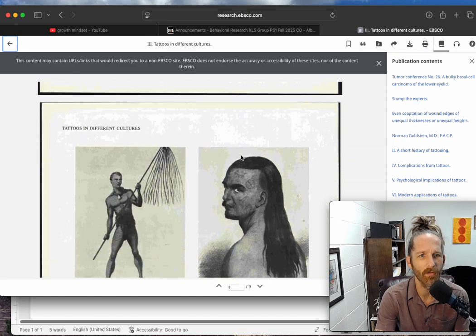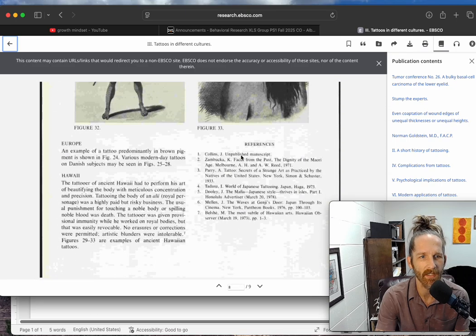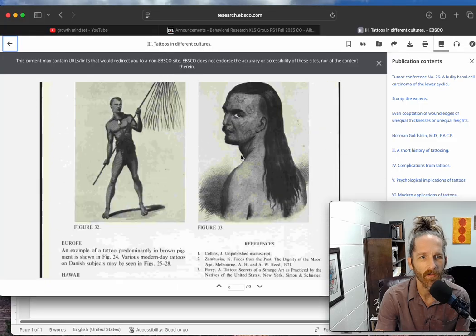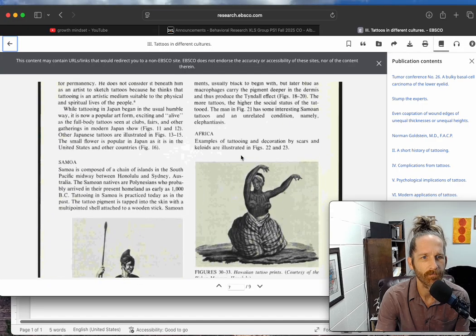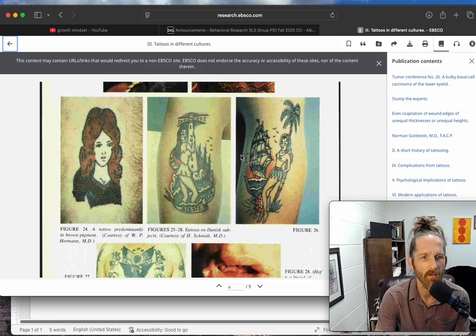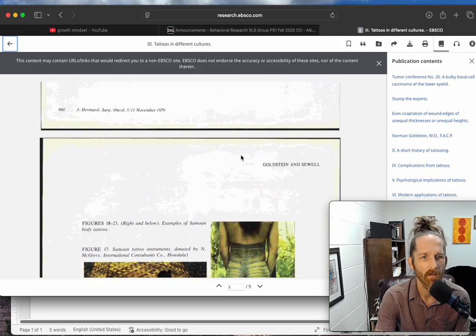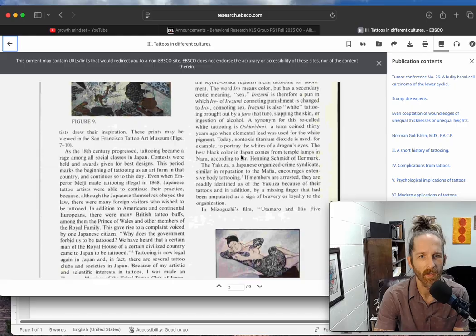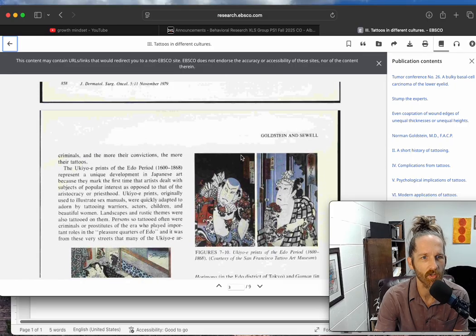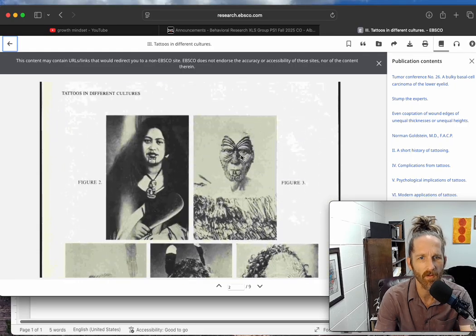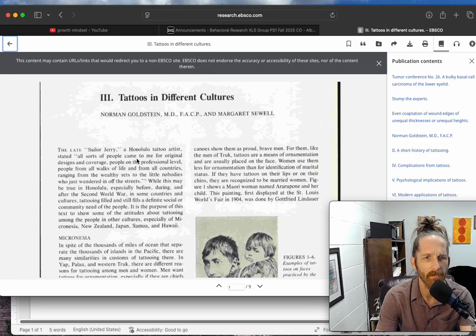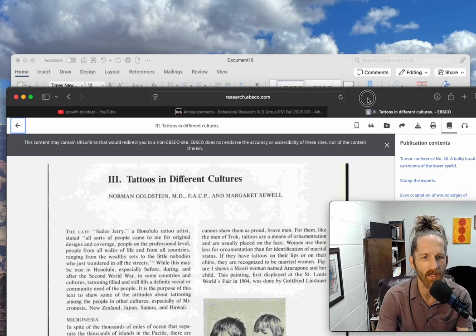Okay, so we've got a whole bunch of different cultures presented here. I wonder, there isn't really a concluding chapter. Oh, we got Samoan. So what I'm looking for now is a quick kind of summary to draw all of this together. Like, what is the purpose? What are they exploring here? Maybe I skipped over it. It is the purpose of the text to show some of the attitudes about tattooing among the people in other cultures. Yeah, that sentence right there really nails it for us.